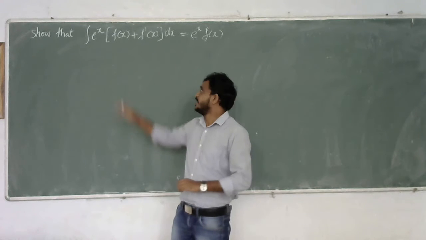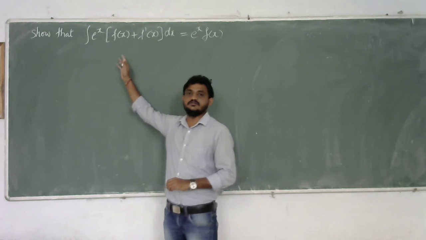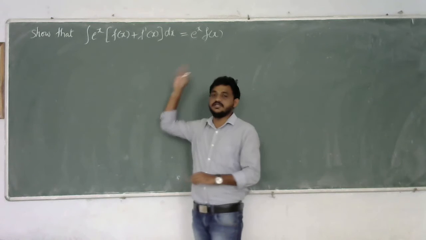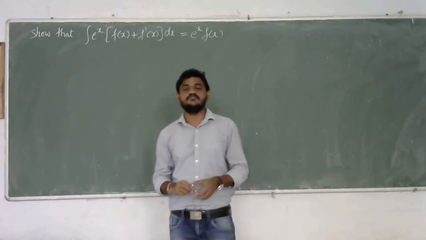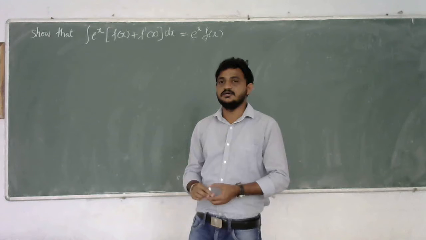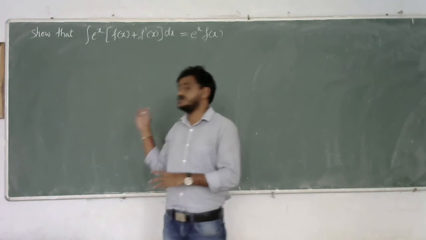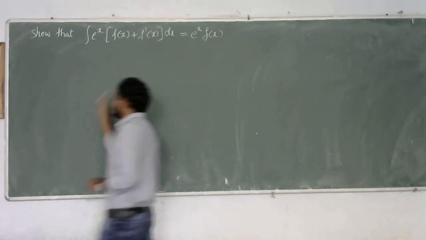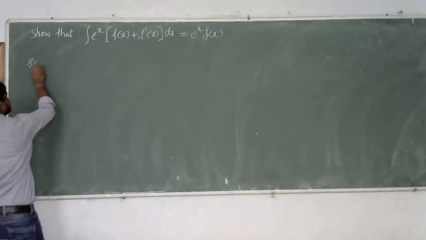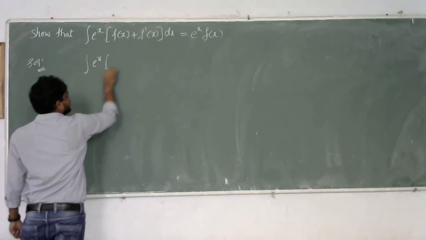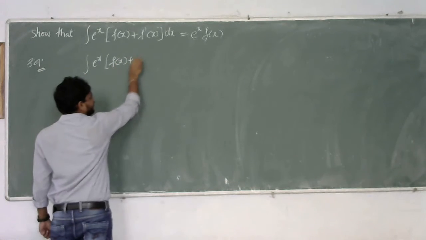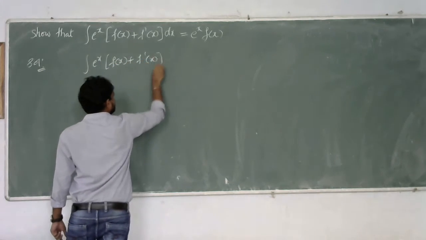Show that the integral of e power of x into f of x plus f dash of x into dx equals e power of x into f of x. We have to prove this condition. To prove this, first let us take the LHS. So what is that? Integral e power of x into f of x plus f dash of x into dx.